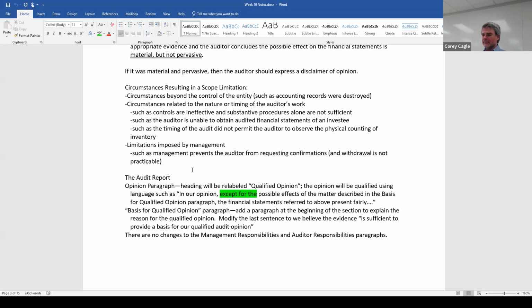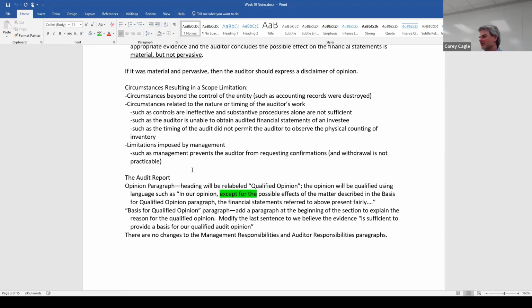So the language in the report now will say, in our opinion, except for the possible effects of the matter described in the basis for qualified opinion paragraph, except for that, the financial statements referred to above present fairly. Right? So everything's cool except for that. That's a qualified opinion, and that's what the qualified opinion section will say. And then you'll have a basis for qualified opinion paragraph where we'll talk about why we qualified the opinion. So we'll give a little information.